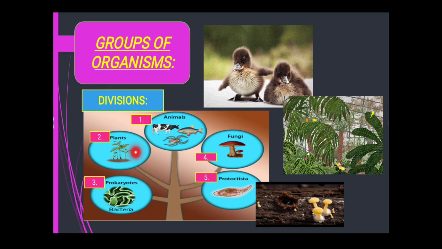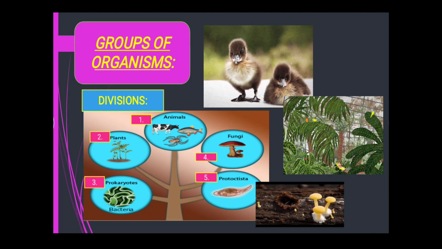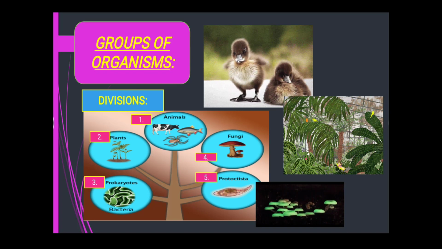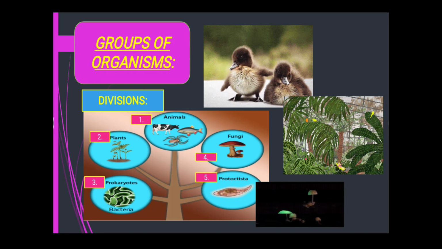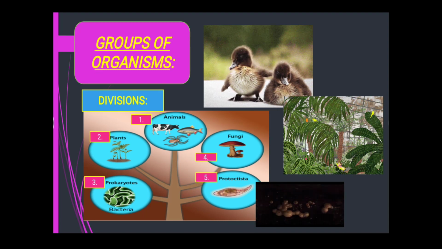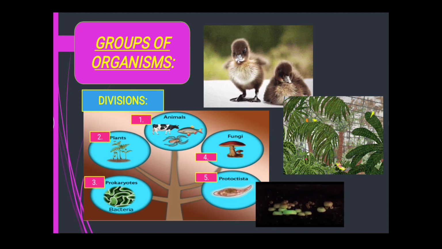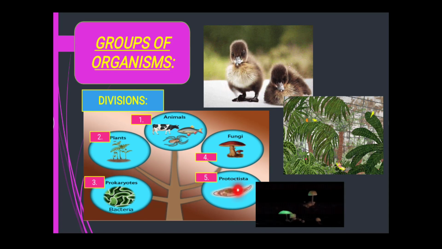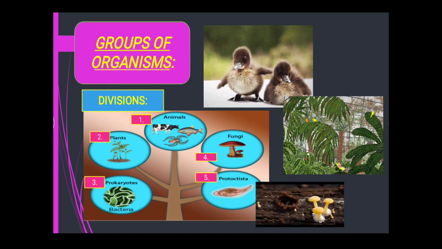Autotrophs means living organisms which prepare their own food through photosynthesis, while prokaryotes are living organisms which do not have a prominent nucleus. Fungi, protista. Protista are unicellular living organisms.